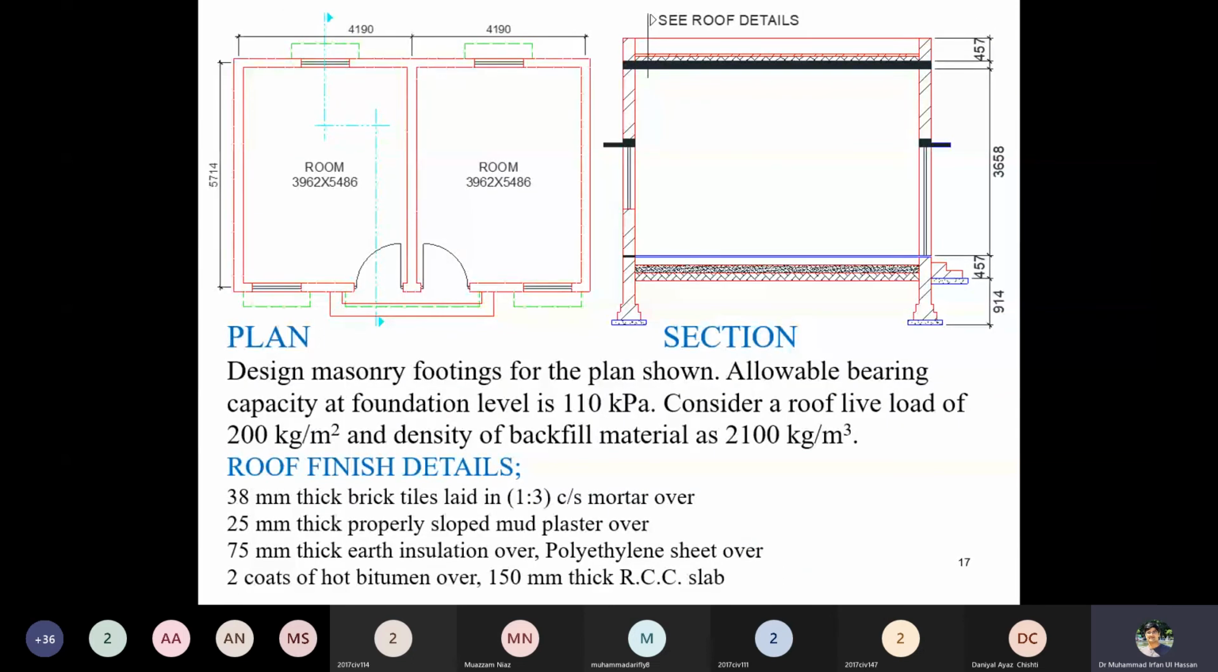Then comes another short problem that you should try working on: the foundation design for this small office building. The given data includes the bearing capacity, the plan of the building, the section of the building, and the density of the material, and other details of the roofing are given for the load computations. So try to compute the number of steps and the width of the footing required for this building.